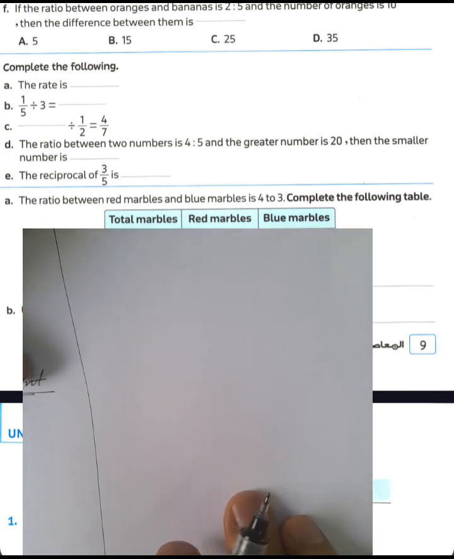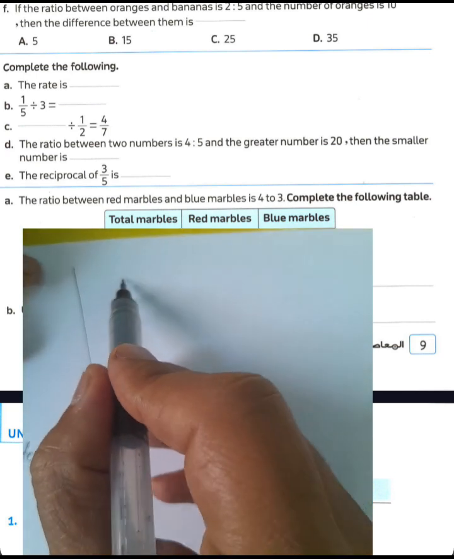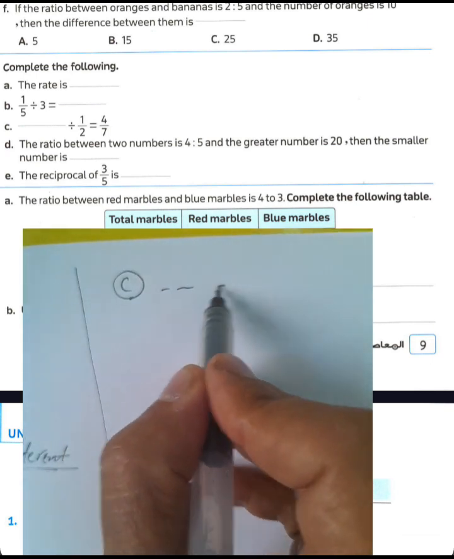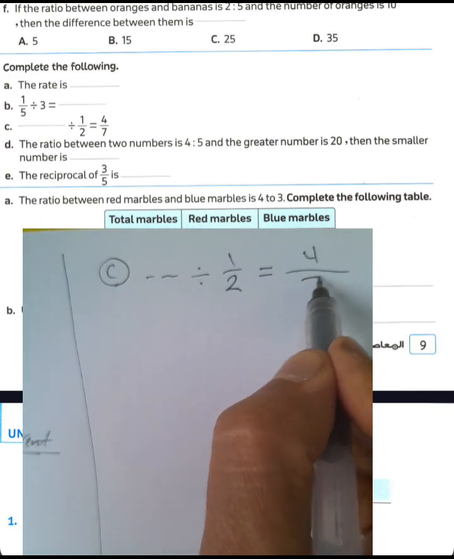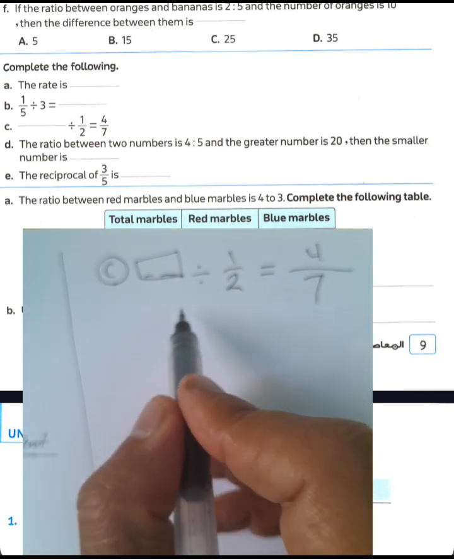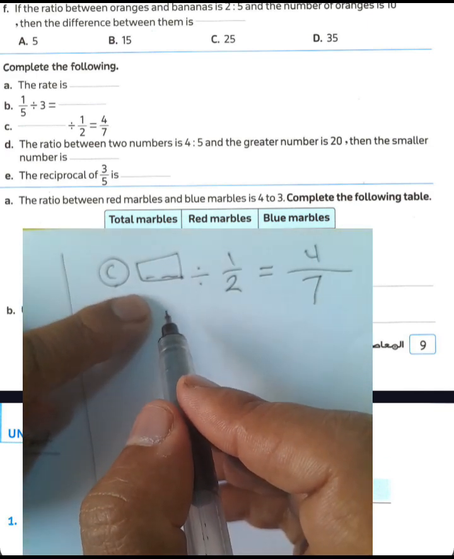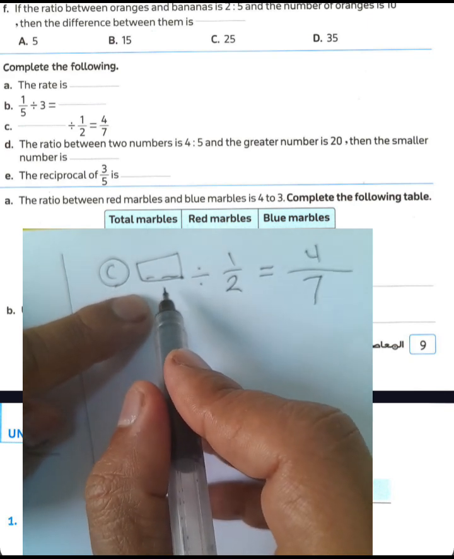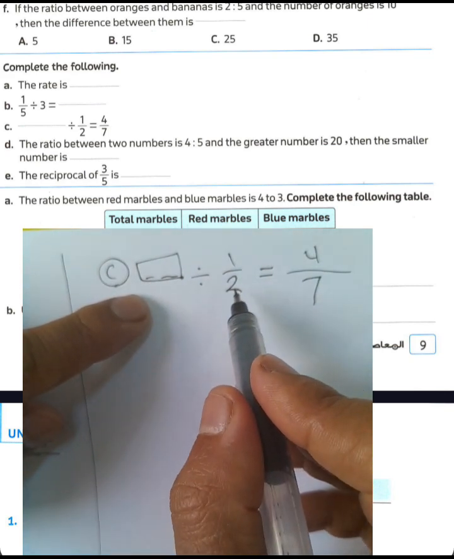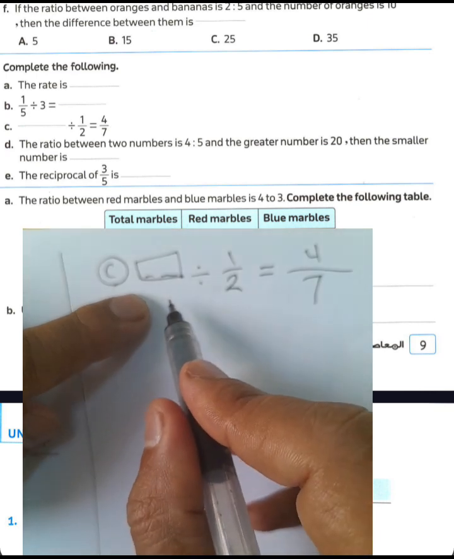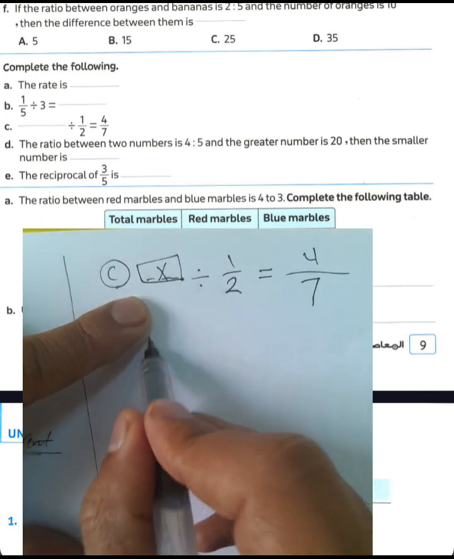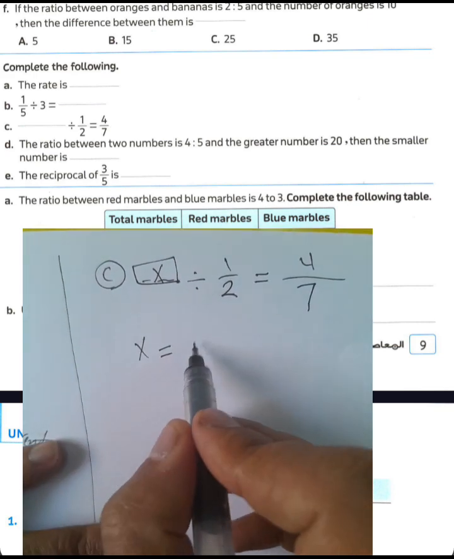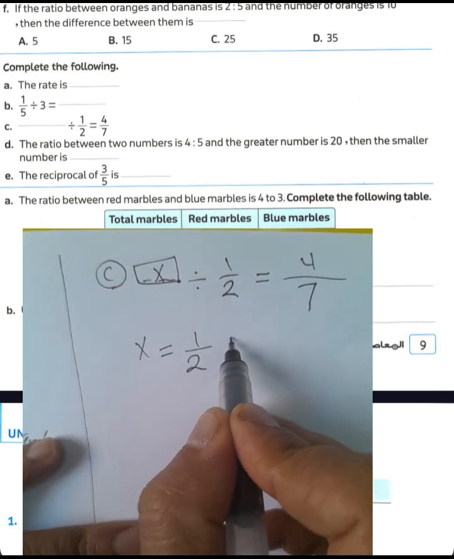Question letter C. Space divided by half equals 4/7. We want to find this number. This number refers to the dividend. To find the dividend, you must find the product between quotient and divisor, because the dividend equals divisor multiplied by the quotient. Put here x, which refers to the dividend. Write the product between two numbers, half times 4/7.